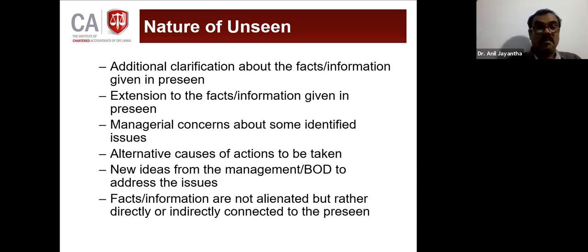That's why I summarized that part: finally you can conclude that the nature of the unseen is something that, as I just explained up to now, is in a way directly or indirectly connected to the pre-seen, and it can't be totally alienated information.